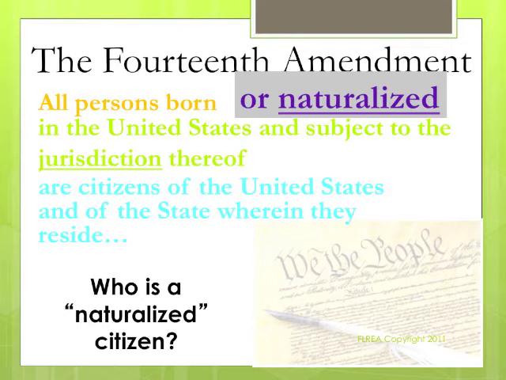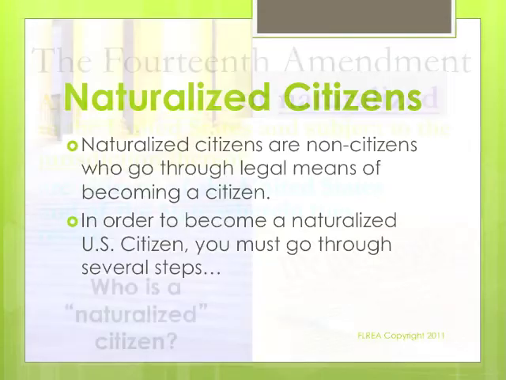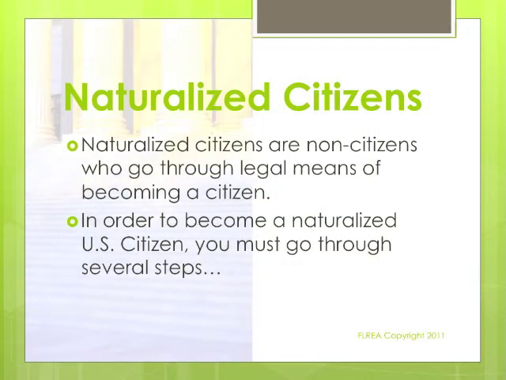Looking back at the 14th Amendment, we've covered the all persons born, or the natural born citizens. So let's look at the or naturalized. When it says all persons born or naturalized, who is a naturalized citizen? Naturalized citizens are non-citizens who go through the legal means of becoming a citizen. In order to become a naturalized U.S. citizen, you must go through several steps.